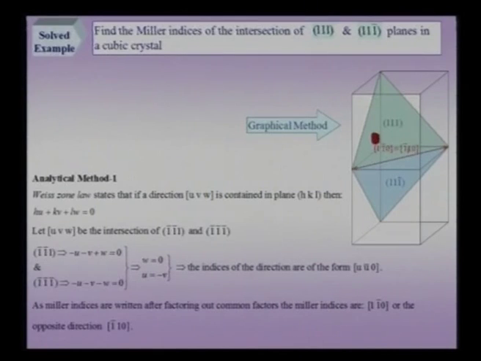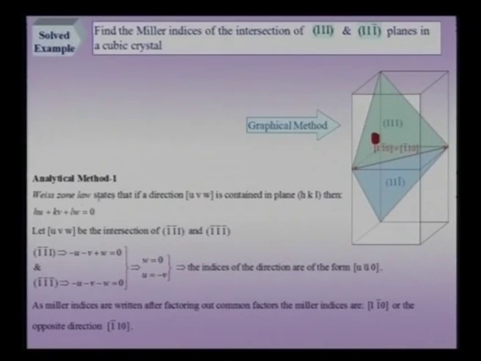Now to illustrate the utility of the Weiss zone law and sometimes its simplicity, let me solve the same problem by using the Weiss zone law. Let me assume that if the direction is [uvw] and it is contained in the plane (hkl), according to the law it is hu plus kv plus lw equals 0. In this case, I know both the (hkl) planes. What I do not know is the direction [uvw], right.